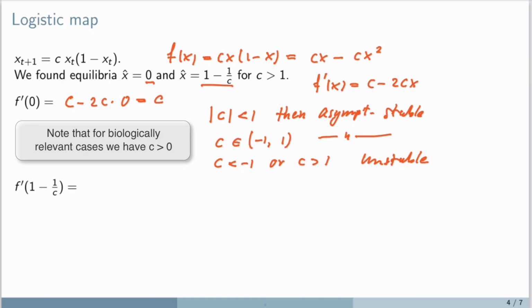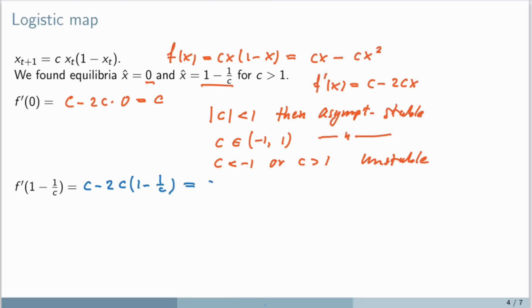Good, let's do that for the other case. So again we take f prime and then we sub in the value 1 minus 1 over c. So then we have c minus 2c times (1 minus 1 divided by c). Multiply this out, c minus 2c plus 2, which gives 2 minus c.